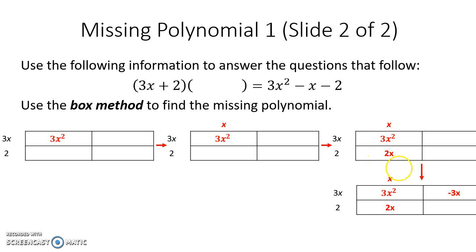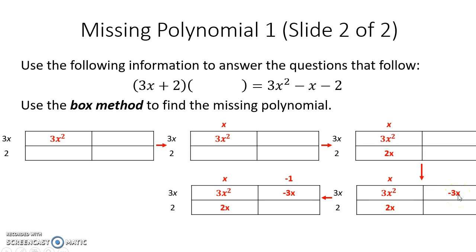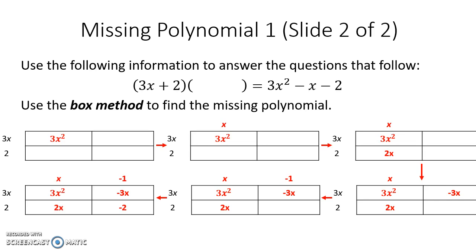Finally, we can figure out what goes on the top right, because 3x times what gives us negative 3x? Well, that's negative 1. Finally, we can finish our last box by doing 2 times negative 1, which will be negative 2. This means our missing polynomial was x minus 1. In other words, 3x plus 2 times x minus 1 equals 3x squared minus x minus 2.